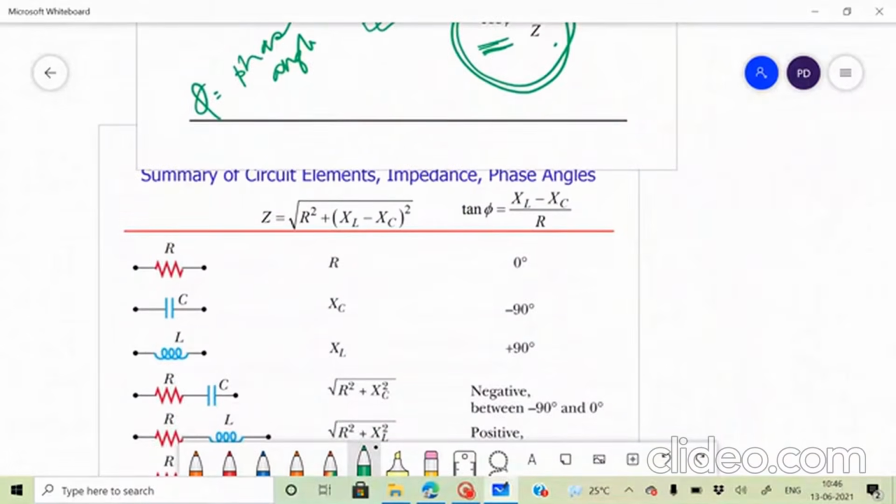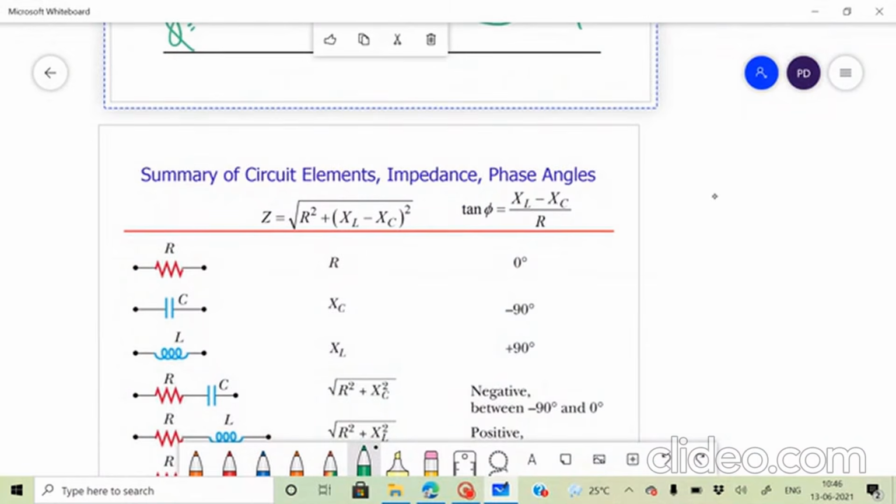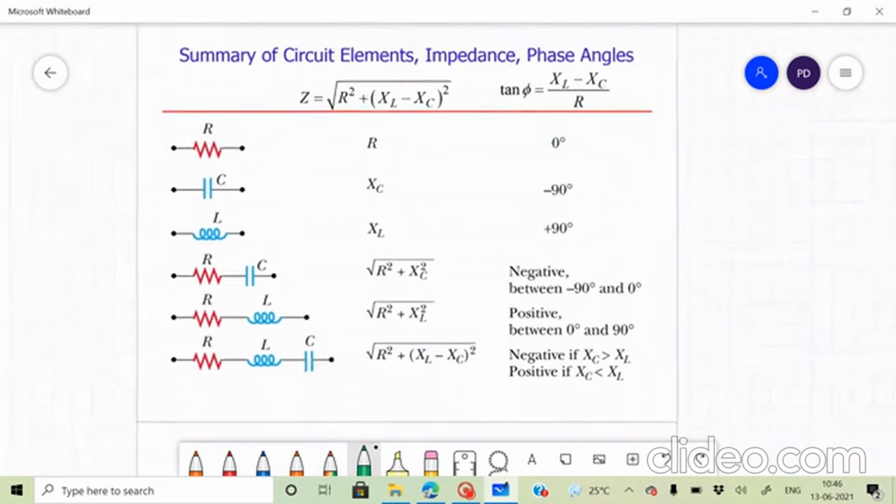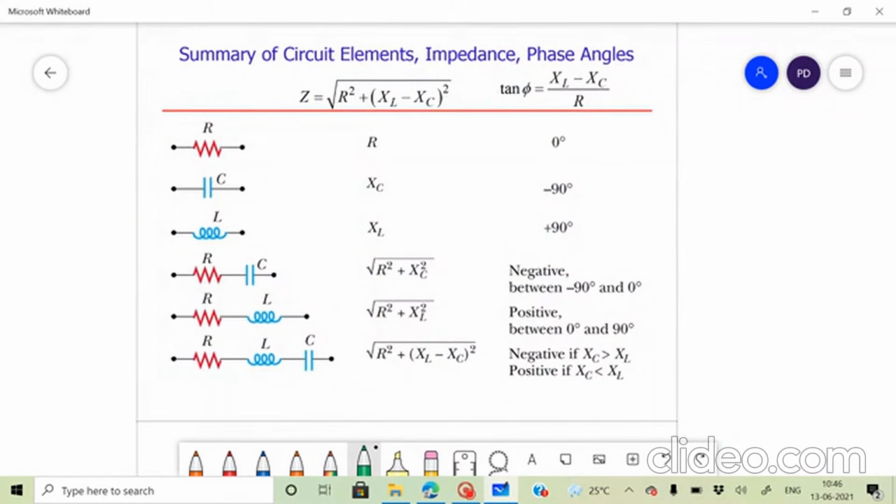Now, a summary of the circuit elements, impedance and phase angle. This slide is very important. It summarizes everything we have discussed so far. This column is the total impedance in the circuit, and this is your phase angle, tan phi.